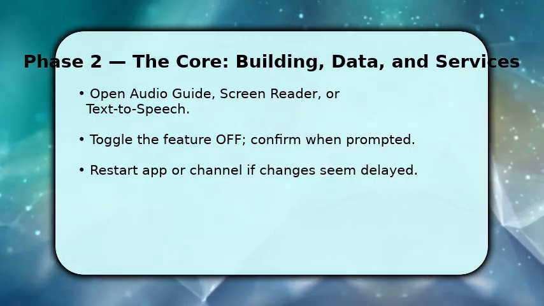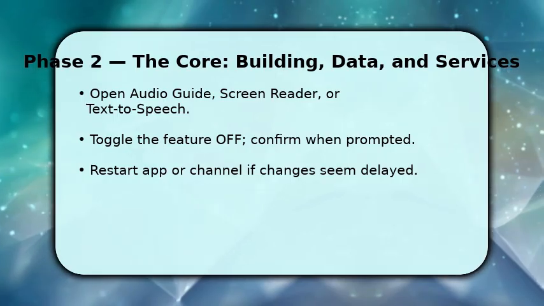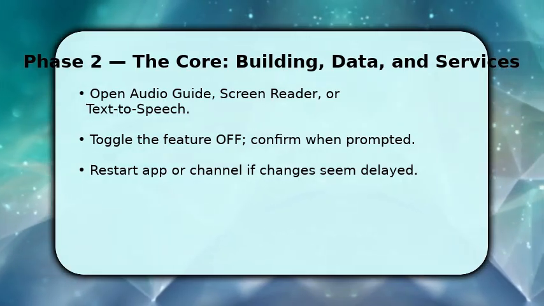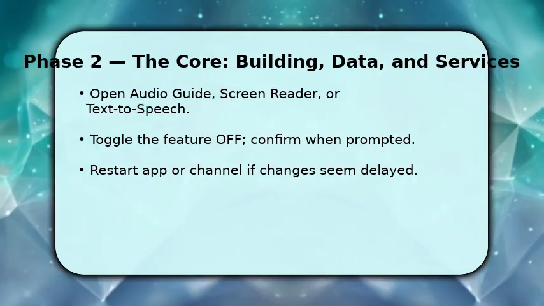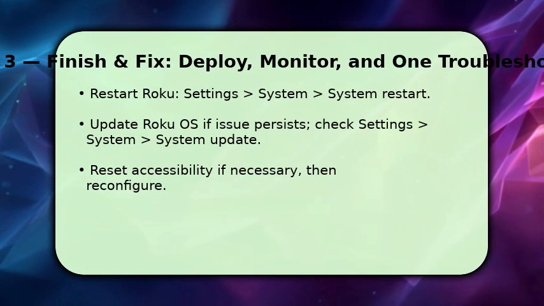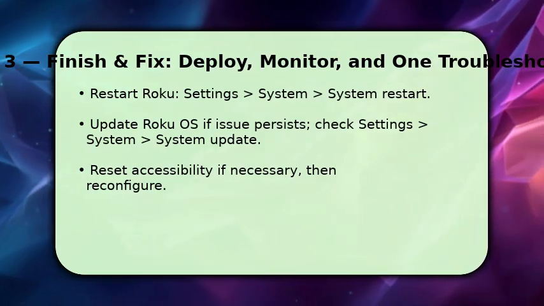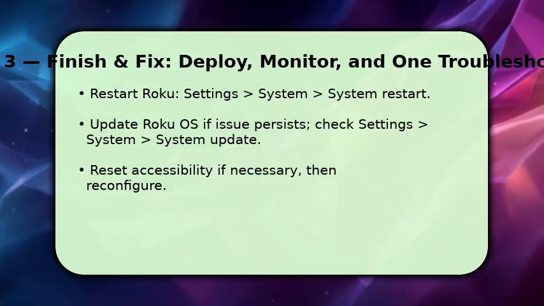Once disabled, navigate back to the home screen to test. If audio still speaks in an app, close and reopen that channel, because some apps cache accessibility settings until restarted. Finish by testing multiple screens, home, a channel, and playback to ensure speaking is fully off.